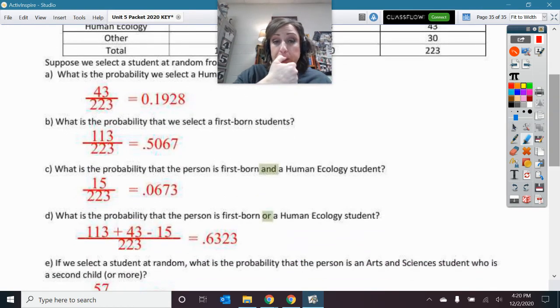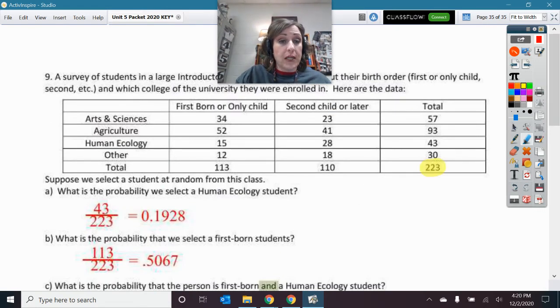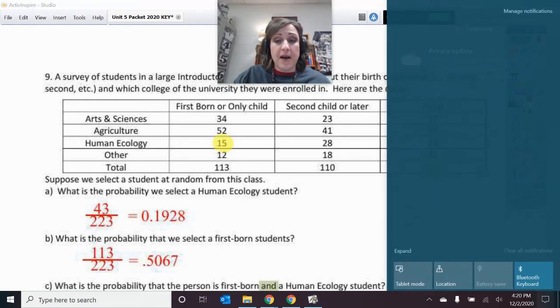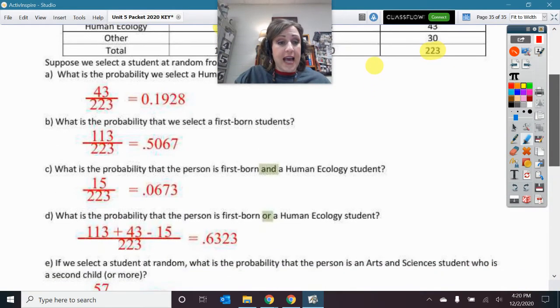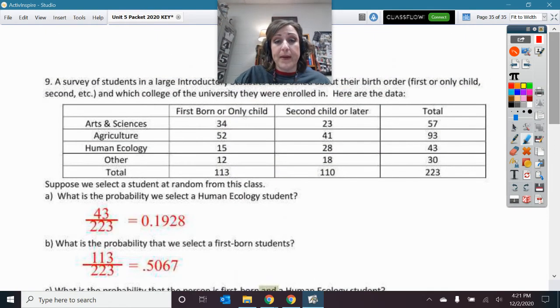Now look here. This one is an intersection. The probability that a person is firstborn and human ecology. So out of the 223, firstborn and human ecology, there's that intersection of 15 out of 223. Now, what's the probability the person is firstborn or human ecology? Several ways you can do this, but make sure you put it out of the 223.